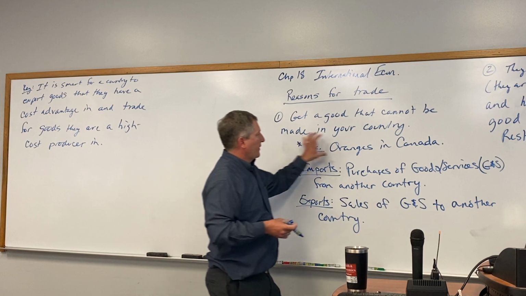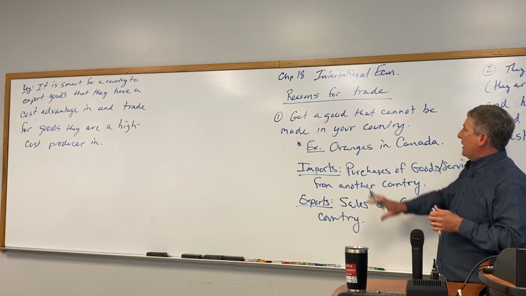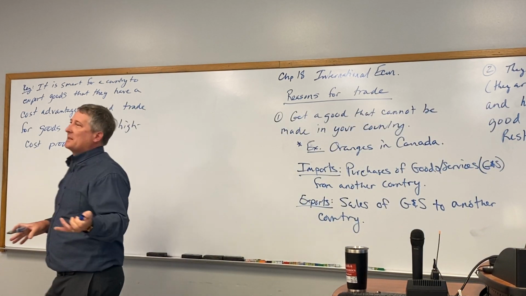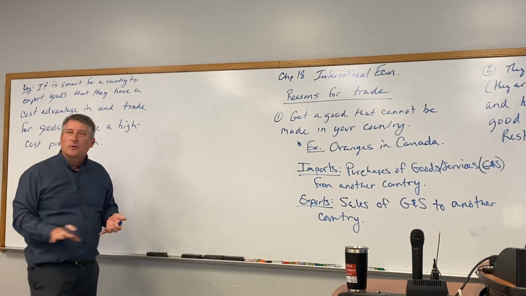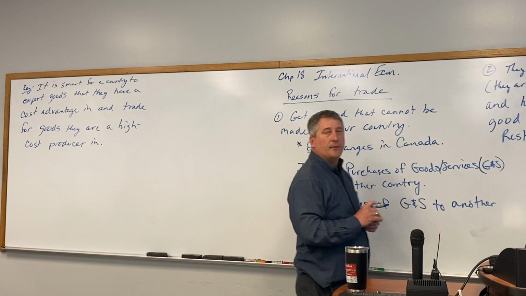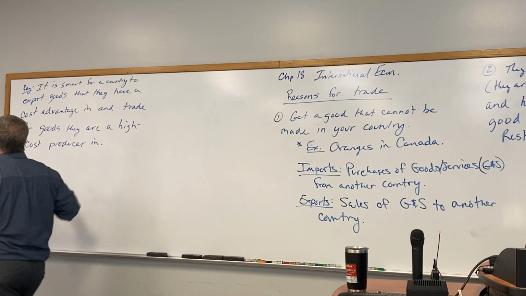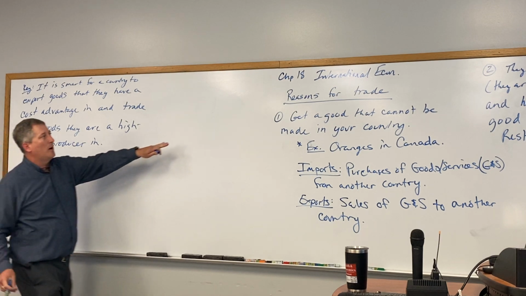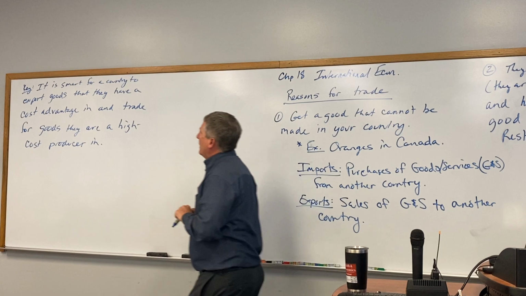So again, with our oranges example, you could imagine building greenhouses and other things to make oranges in Canada. But those oranges are going to be super expensive compared to the almost naturally growing oranges down in Florida and California and some of the warmer climates. So this is something smart for a country to do. And it doesn't mean they can't produce the good, like reason number one was. It's just that it's smart for them to do that.